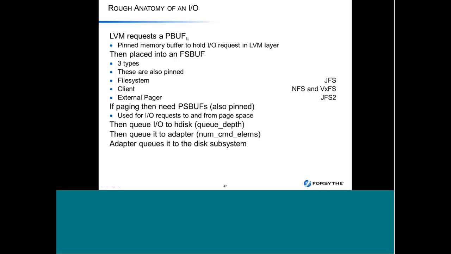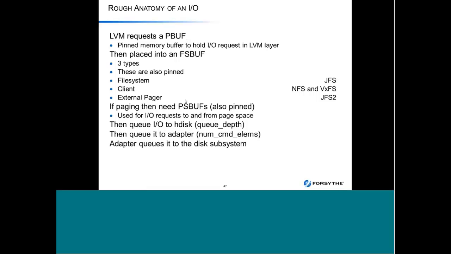So the first thing that happens is the logical volume manager requests a pinned memory buffer. And we start to build our I/O request in the LVM layer. We then take that I/O request and place it into either a page space buffer or a file system buffer. There are three kinds of file system buffers: JFS, client, which is NFS and Veritas, and then one that shows as external pager, which is JFS2. And you can see these if you do a vmstat -v.